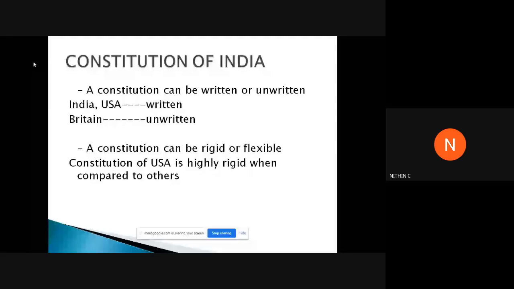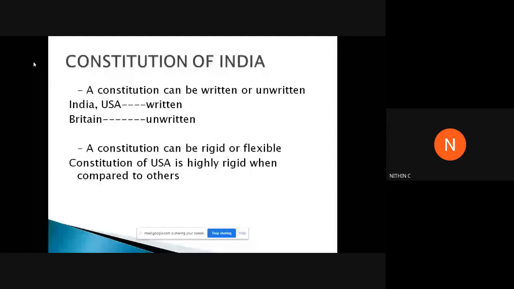Okay. Then another classification is based on whether a constitution is written or unwritten. A constitution can be written or unwritten. The constitutions of India and USA are again written. In the case of Britain, it is unwritten. So what does that mean? What will written and unwritten be? Written means we actually have a legal document.